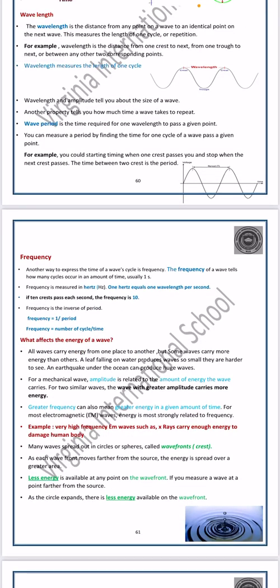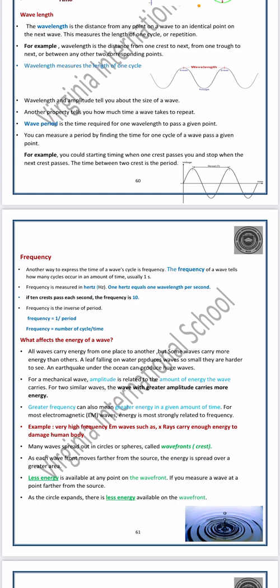Then we will take frequency. What's frequency? It tells you how many cycles happen in a given time. That's why the rule of frequency is equal to the number of cycles per time. Per means divided, so the number of cycles divided by the time is the frequency. Also, the frequency is the inverse, the opposite of the period. So the frequency is equal to 1 over period, and the period is equal to 1 over frequency.